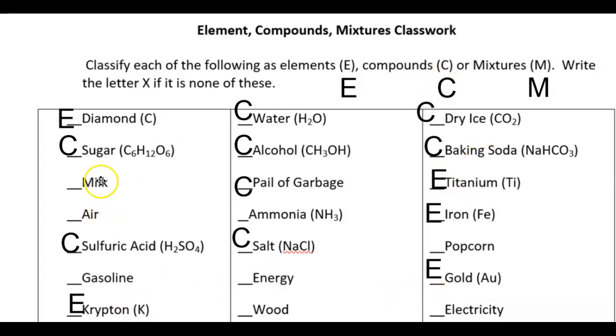Okay, let's do the mixtures. Milk. There are different kinds of milk. You can get 2% milk, whole milk. It's water, protein, flavorings mixed up. Air, again, is a mixture. Gasoline. I see different types of gasoline, different octanes, different formulations. So gasoline in your car is a mixture.